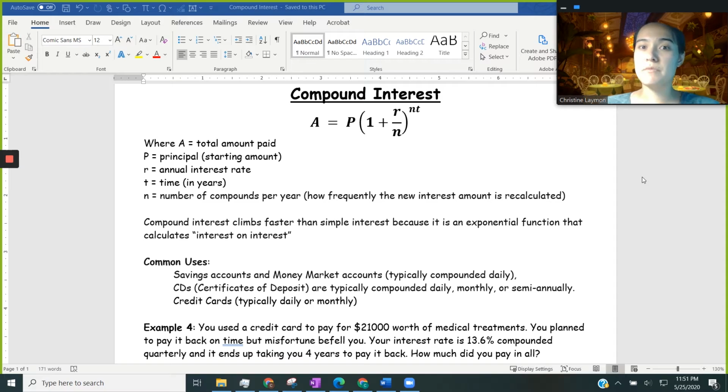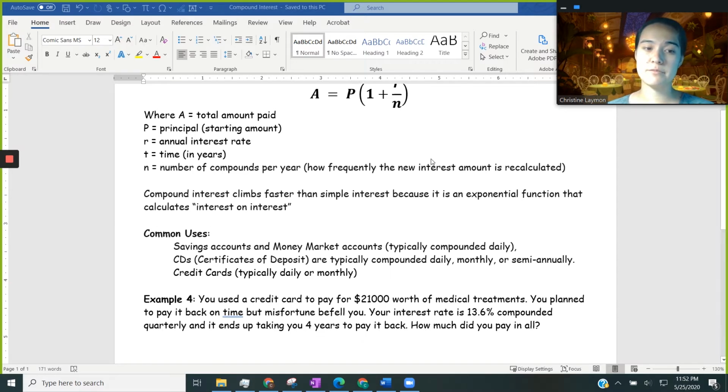Now, when I say number of compounds, I'm talking about how many times this interest upon interest has been recalculated. Notice that this NT is up in the exponent. Because of this, the compound interest formula climbs faster than simple interest. Some common uses are in savings accounts and money market accounts, CDs or certificates of deposit, as well as some credit card accounts. Let's go ahead and take a look at some examples.